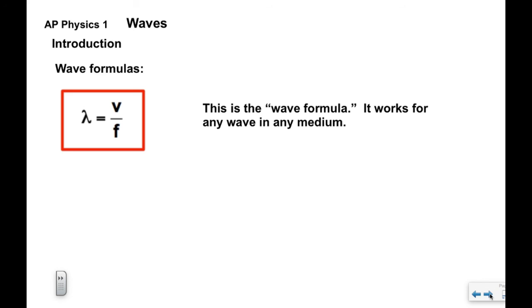Now, a couple of wave formulas that matter. On your formula sheet, wavelength lambda equals wave velocity divided by frequency. This is called the wave formula, and it works for any wave in any medium. Also written as v equals f times lambda, but on your formula sheet it looks like this.